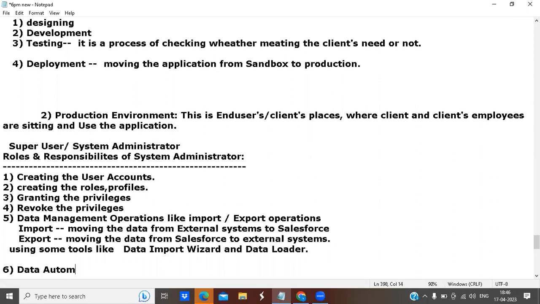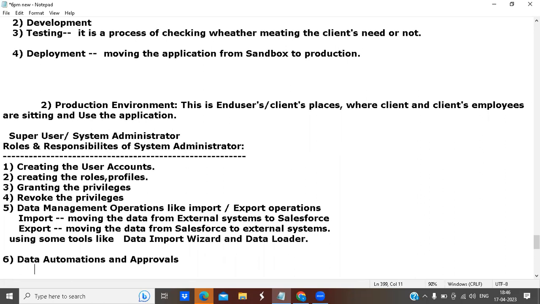Then, data automations and approvals. First one, do you know what is the meaning of automation? Automation means the operation is performed automatically without user interaction. Understand? So automatically performing the operation without user interaction, that is called what? Automation.